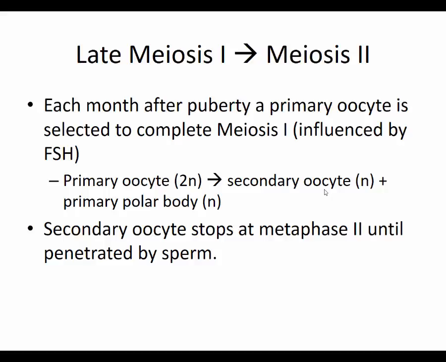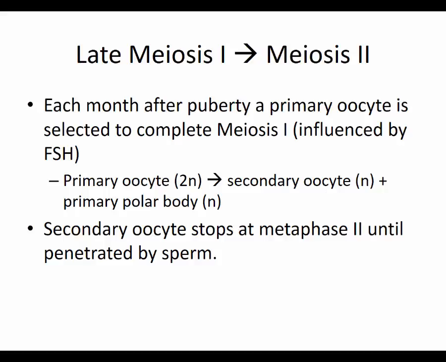Meiosis 1 or meiosis 2, or both? Both, yeah. Meiosis 1 is going to cut the chromosome number in half, right? So the primary oocyte to the secondary oocyte is meiosis 1. Then meiosis 2 begins, but that secondary oocyte is stuck at metaphase 2.